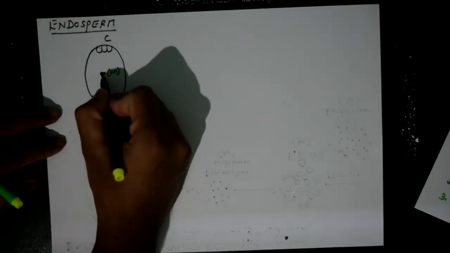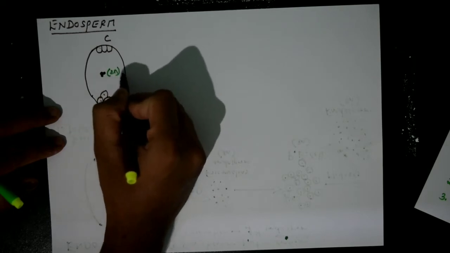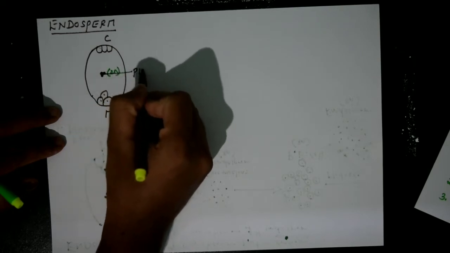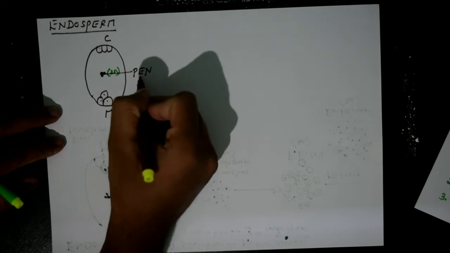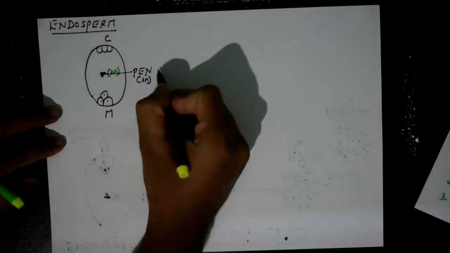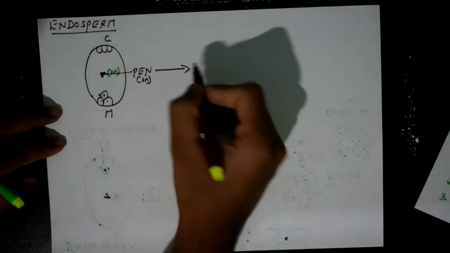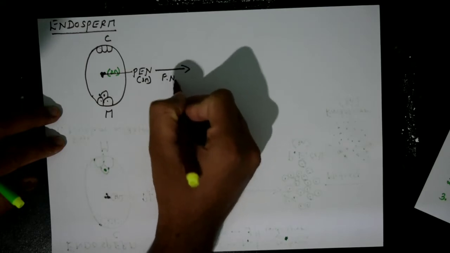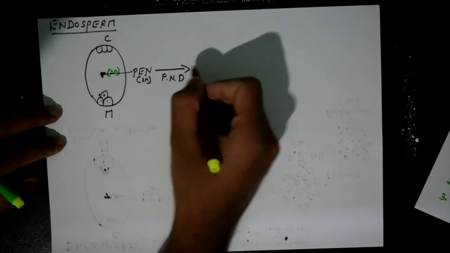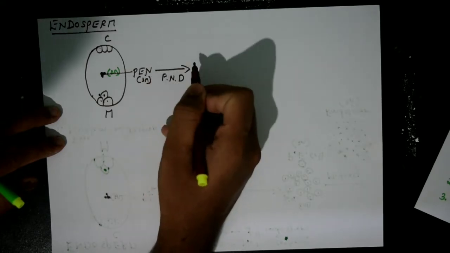Now what will happen? The male gamete fuses with the secondary nucleus. As a result it forms triple fusion, it forms PEN. What is PEN? Primary endosperm nucleus. What is the ploidy? 3n, correct. Now what will happen? PEN undergoes free nuclear division. Free nuclear division means only the nucleus starts dividing without forming any cell wall around it.